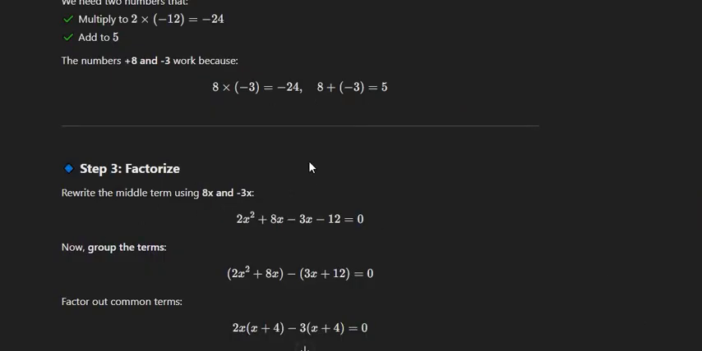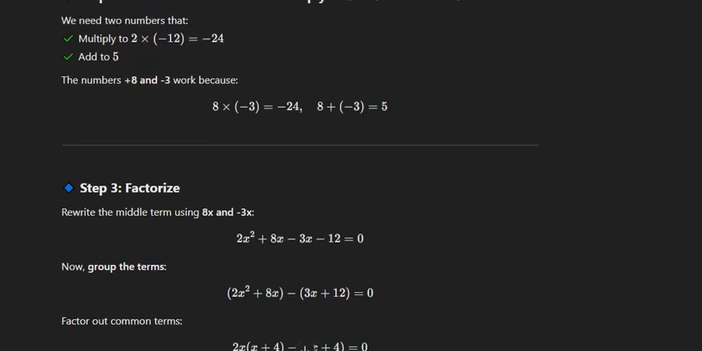Rewrite the middle term. Now we are going to write the middle term as 8x, and the second is our minus 3x, so we take x and it is equal to minus 3. Again, the same procedure, we group them. First, we group 2x square plus 8x, and you can see that we are taking 2x plus 8. We have made a bracket.